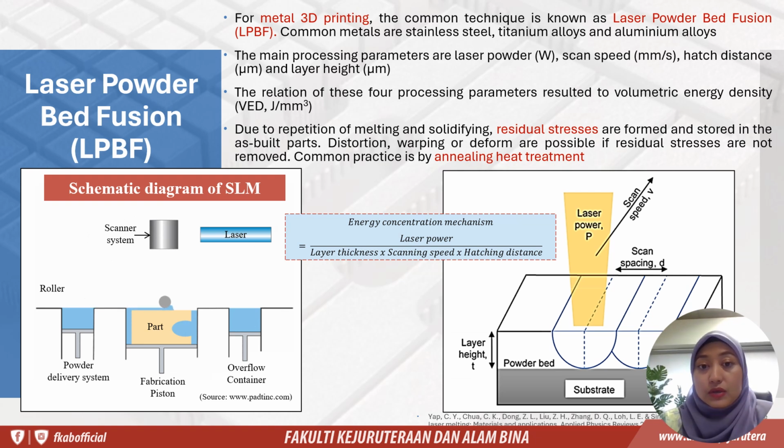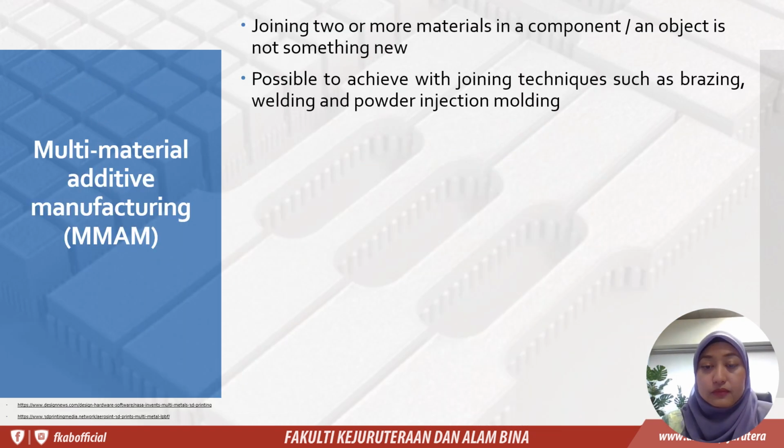Due to repetition of the printing process, which consists of melting and solidifying, residual stresses are easily formed and stored in the printed part. So distortion, warping, or deformation are possible to occur if the residual stresses are not removed. In order to reduce or remove such stresses, usually we use annealing heat treatment.